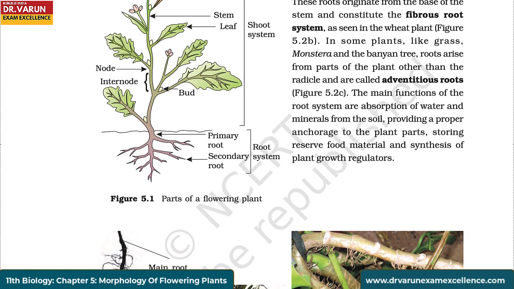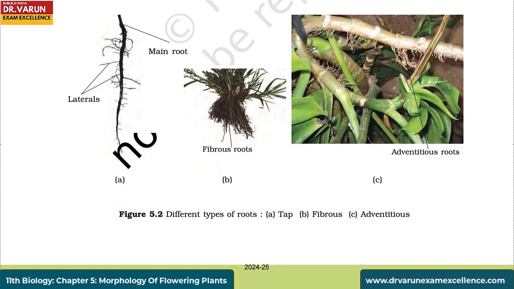The main functions of the root system are absorption of water and minerals from the soil, providing a proper anchorage to the plant parts, storing reserve food material, and synthesis of plant growth regulators.